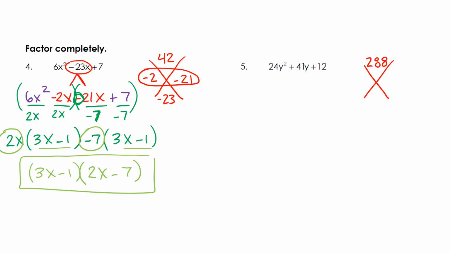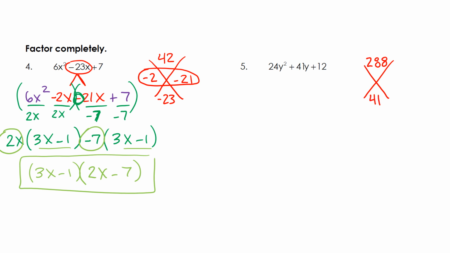Something to take note of, when we start to get larger numbers, I am going to start to pay attention. Again, step one is factor out a GCF. So far, we haven't had one yet, but looking at 288, kind of a big number. I'm going to double check 24, 41, and 12. Do they share anything in common? Unfortunately, they don't. So we are going to have to find factors of 288 that add up to 41.